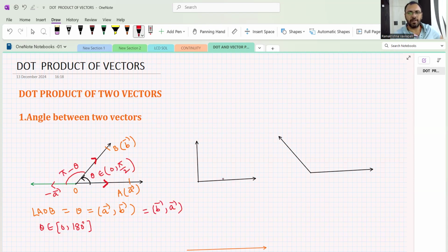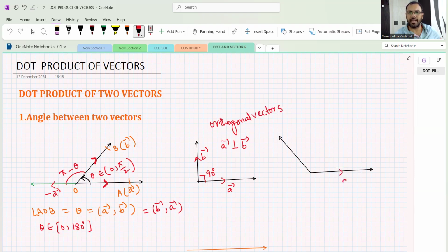Now this is A bar vector and this is B bar vector, and these vectors are perpendicular. The angle between them is 90 degrees. So we write that A bar is perpendicular to B bar, or you can say they are orthogonal vectors. Orthogonal vectors means they must be perpendicular.